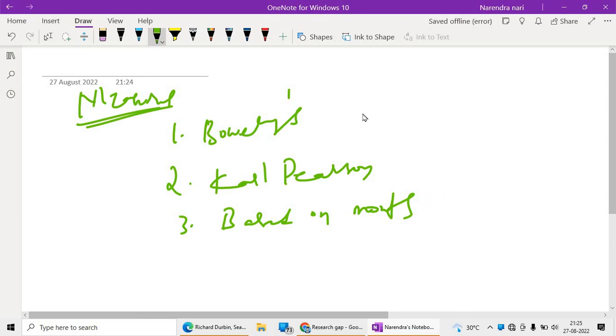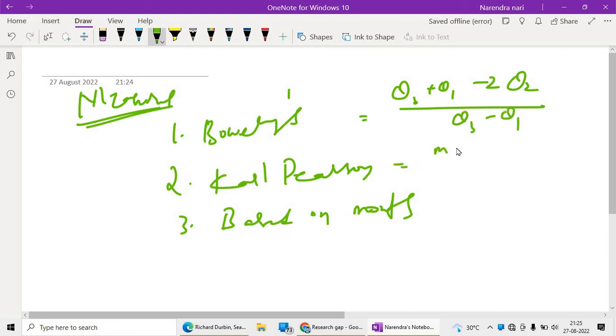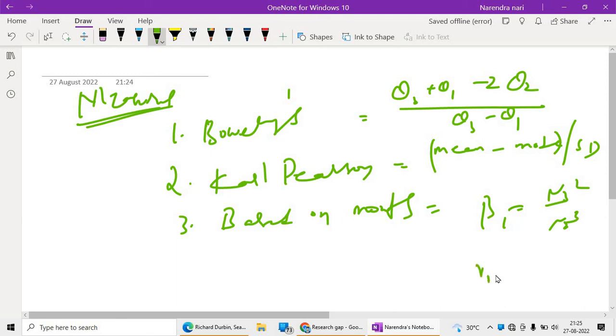Bowley's coefficient formula is (Q3 plus Q1 minus 2 Q2) by (Q3 minus Q1). Karl Pearson is (mean minus mode) by standard deviation. Next, based on moments, that is beta 1 equals mu 3 square by mu 2 cube. One more is gamma 1, that is just the root of beta 1. Okay, these are all the measures of skewness. You should remember all these formulas: Bowley's, Karl Pearson, and based on moments.